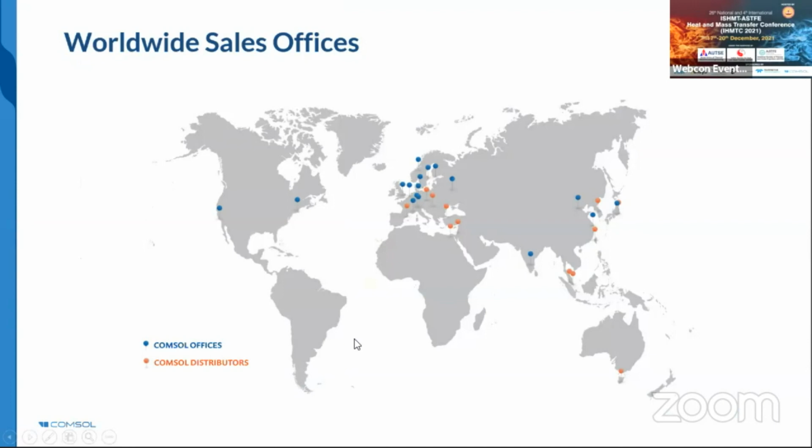So Comsol is present across the world through several offices, including one in India, as you can see on this map. Comsol started in Sweden, in Europe, and now it's present all over the world through offices and distributors.